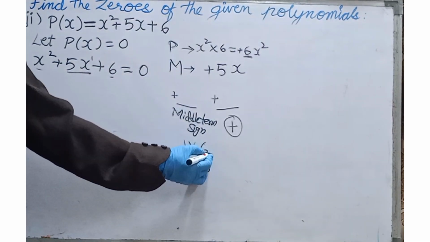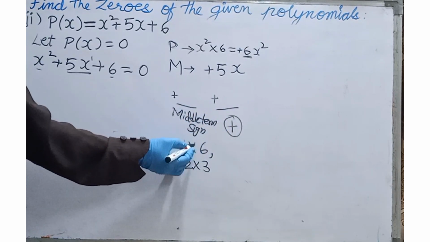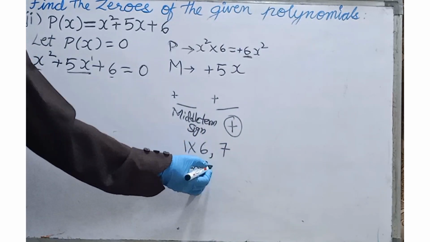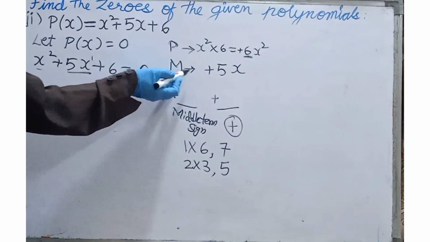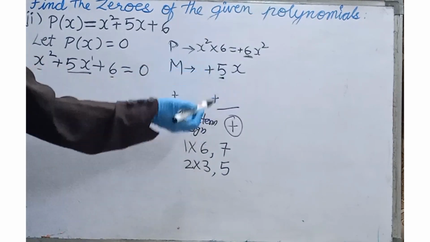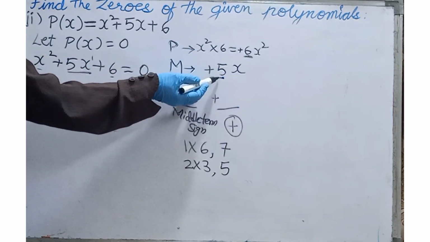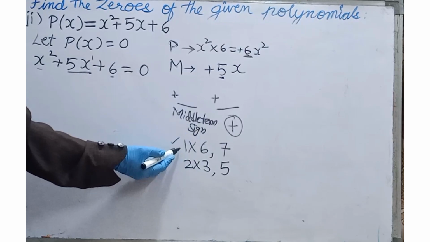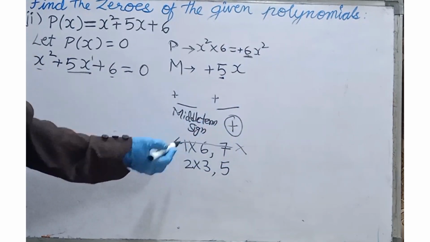Now what we have to do is add. We will add these two terms, 1 plus 6. What do you get? 7. 2 plus 3, what do you get? 5. So in the middle term, what you have to get? 5. When we multiply, we should get 6, and when we add, you should get 5. When we are multiplying, we are getting 6 here, but not 5 here. So this we will strike it.